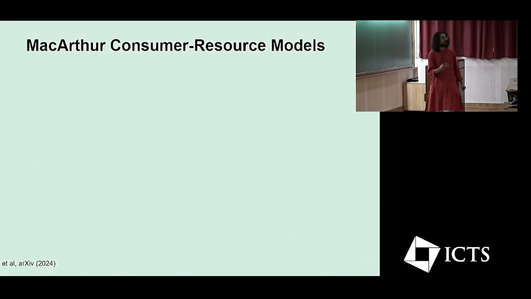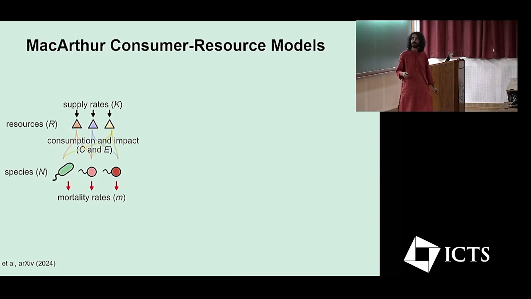And we're going to do it in the context of these consumer resource models, the simplest of which is this set of models due to MacArthur. And the idea of these models is basically that there is a large number of species, all with abundances n, and there's a large number of resources that these species are consuming. These resources are provided from the environment at some different supply rates. These species all consume these resources at some rate that's given by this consumption matrix C, and then they die at some other set of mortality rates.